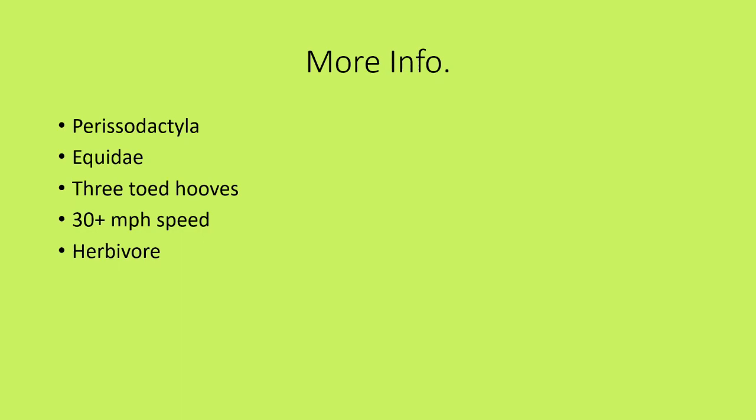It is considered to be maybe third or fourth on the size chart when you go from small to big. First is the smallest, second is the second smallest, and third and fourth is where you're probably going to be with Miohippus. Miohippus has 3-toed hooves, so it has 3 toes on all 4 of its limbs, an odd number of toes. It could reach top speeds of 30 miles per hour or a little bit more. And of course, like all horses, it is a herbivore.